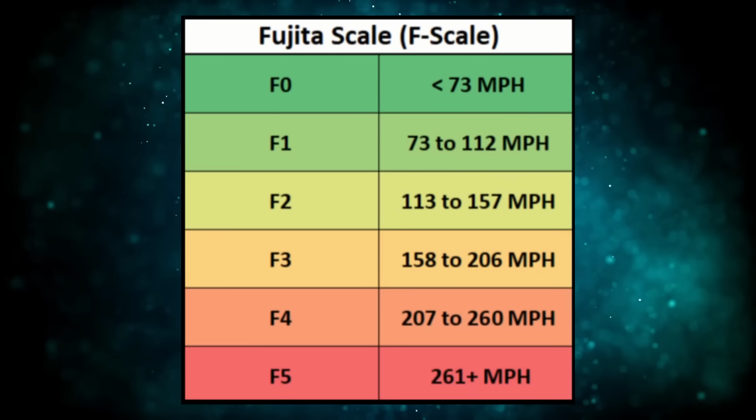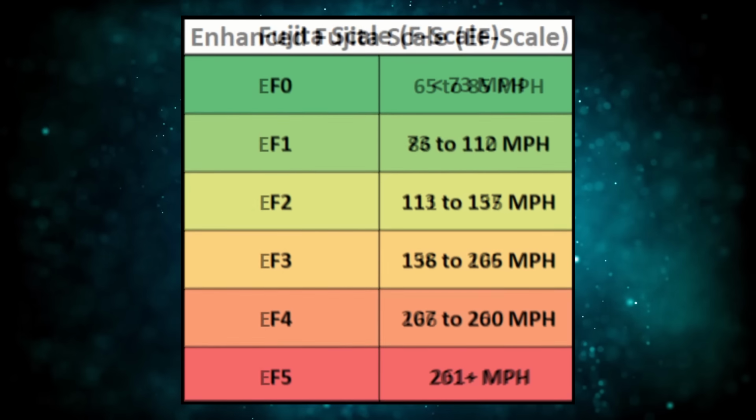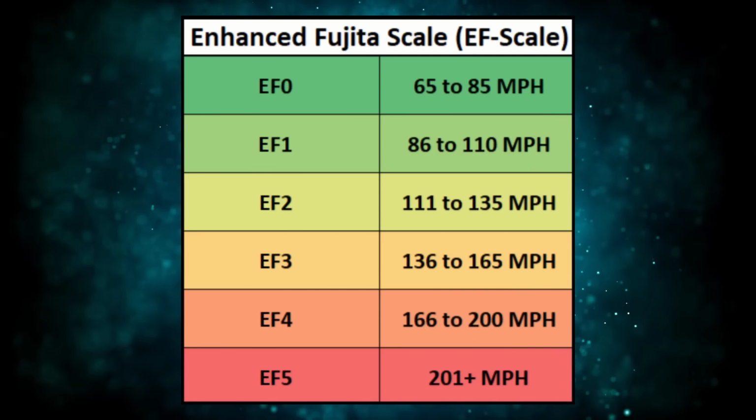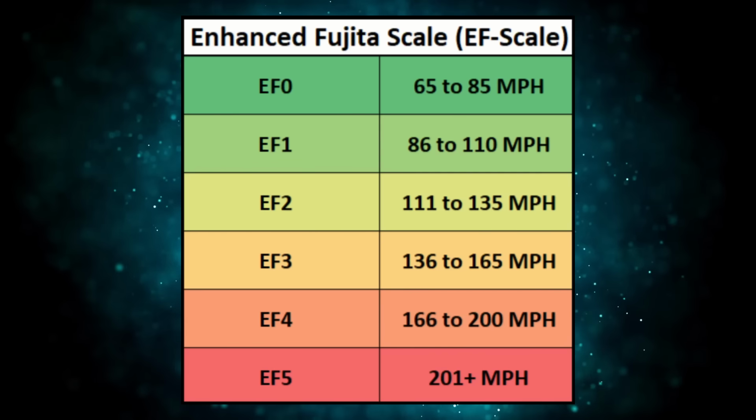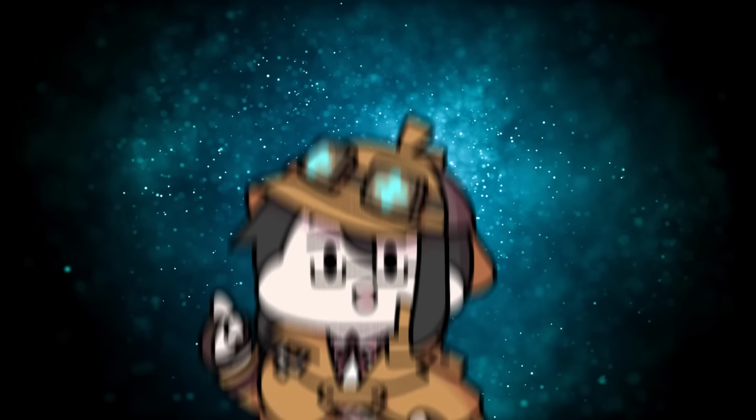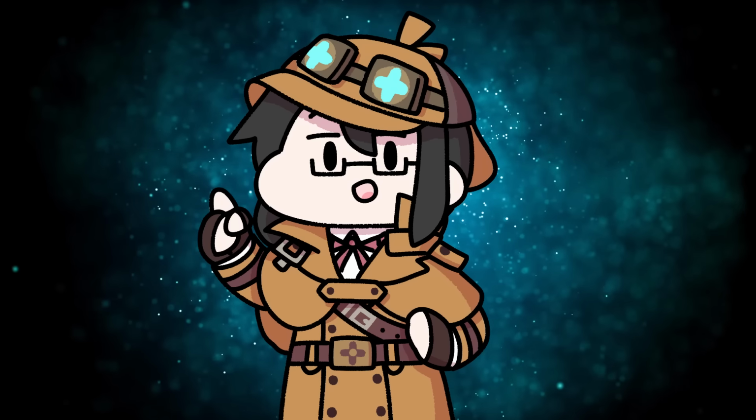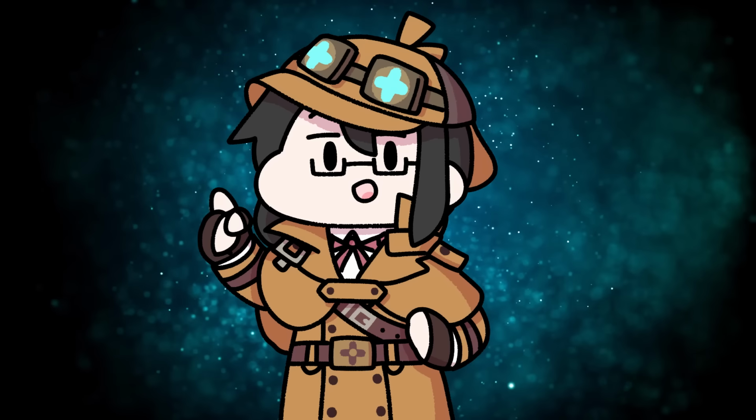But in 2007, the Fujita Scale was dropped and replaced with a new scale called the Enhanced Fujita Scale. So why was the new scale made? Well, we need to look over the issues that plagued the original Fujita Scale that warranted the scale being updated.